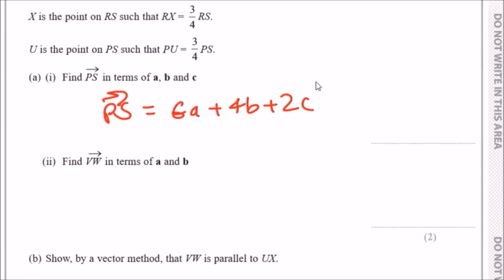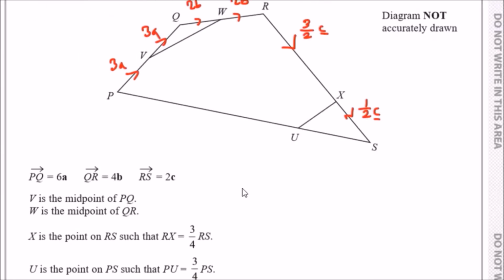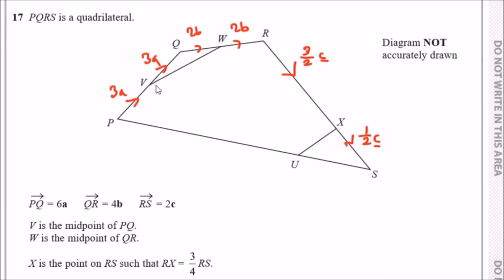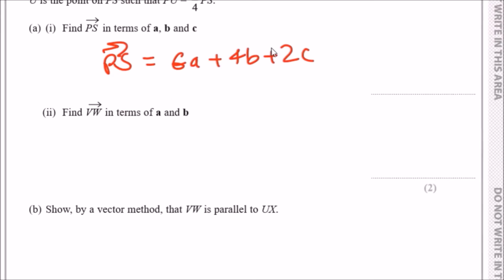Find VW in terms of A and B. So V to W is just this short distance. So you have to go from V to Q and Q to W. So it'd be 3a plus 2b. 3a plus 2b. So always give a little dash underneath.